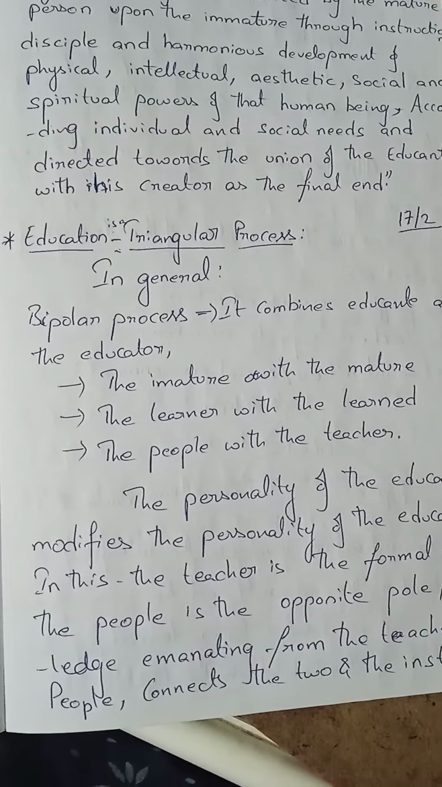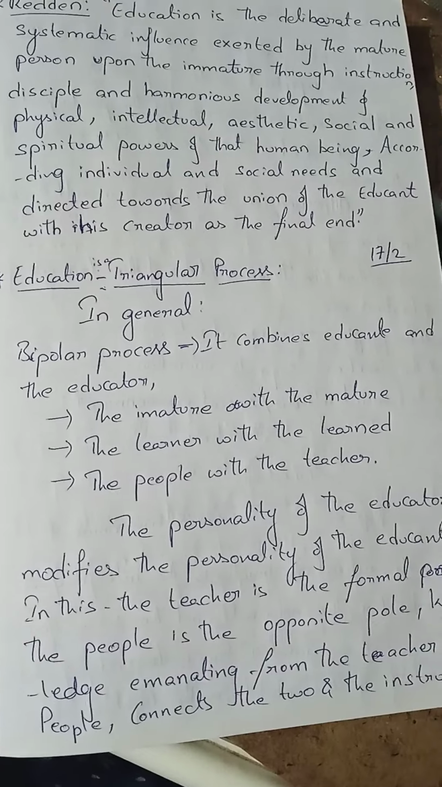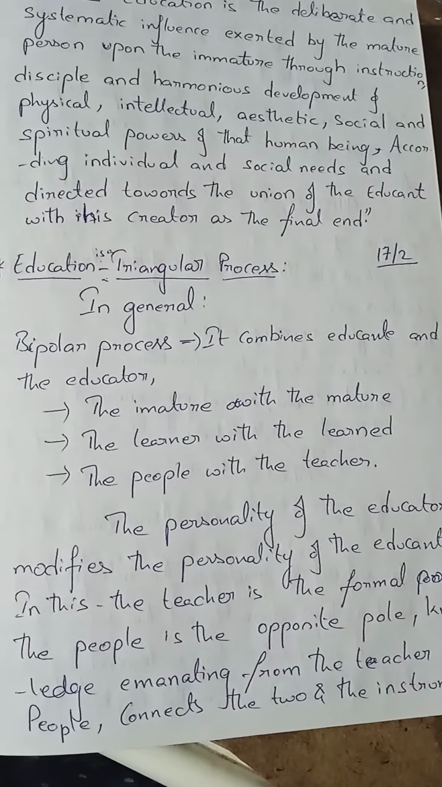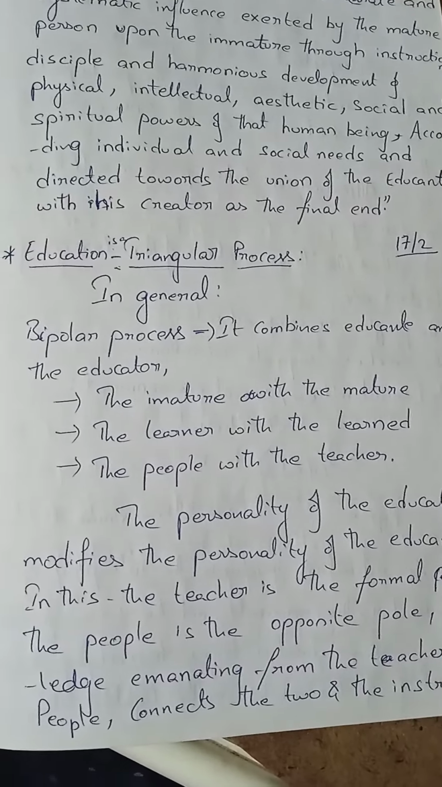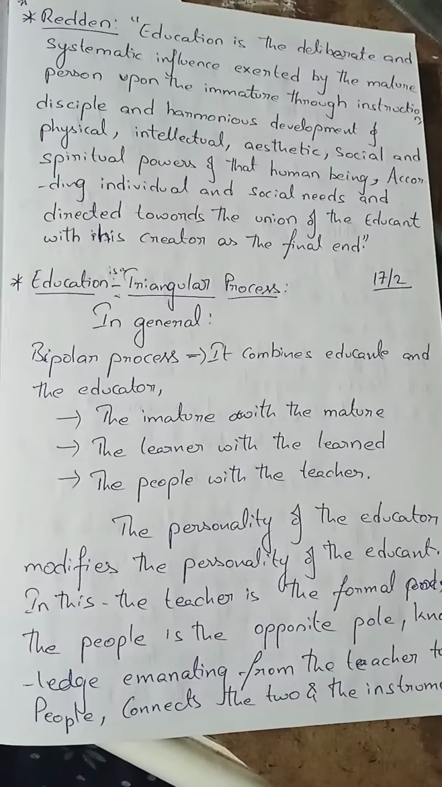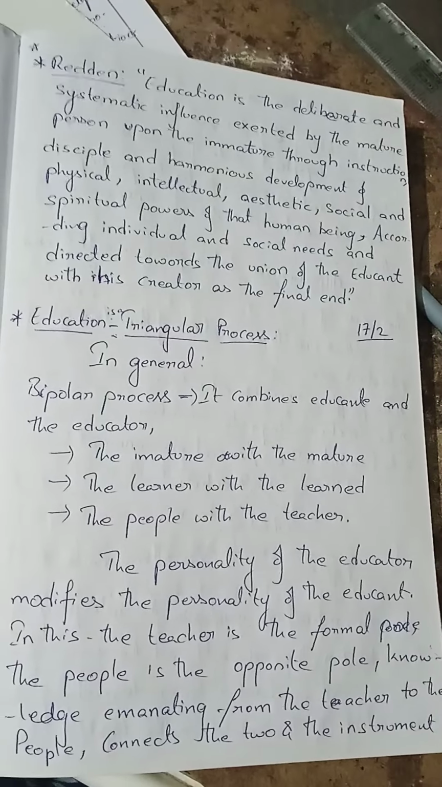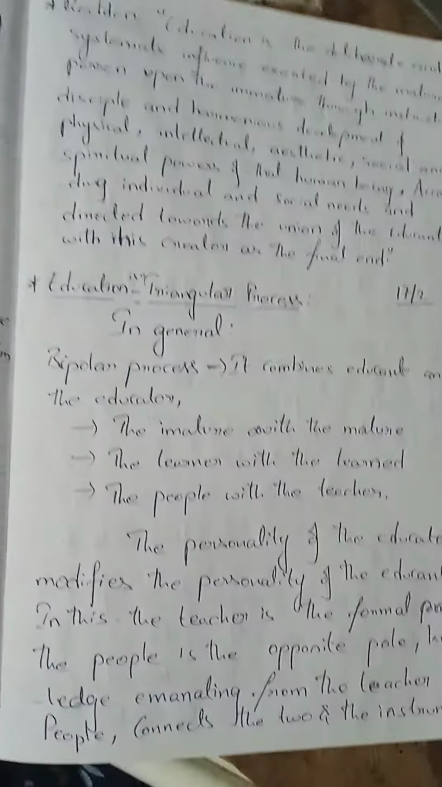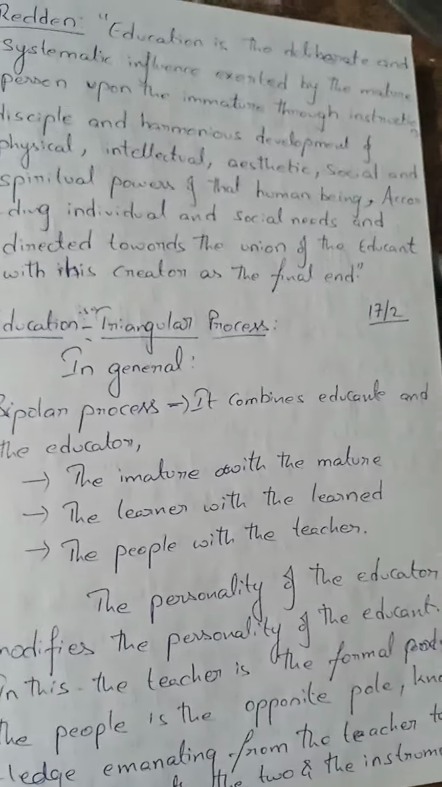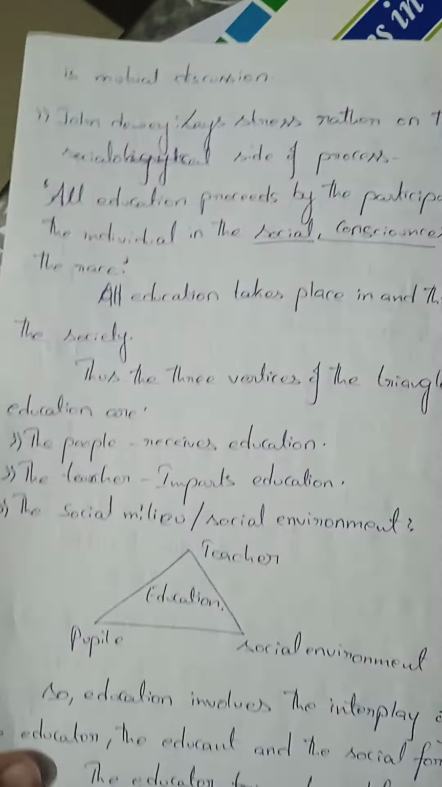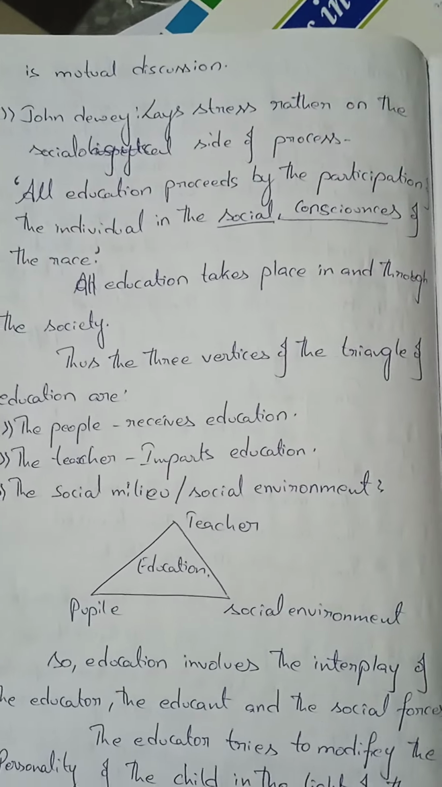In other words, education is a triangular process. In general, it is a bipolar process that combines educand and educator. It means the immature with the mature, the learner with the learned, the pupil with the teacher. The personality of the educator modifies the personality of the educand. In this, the teacher is one pole, the pupil is the opposite pole. Knowledge emanating from the teacher to the pupil connects the two, and the instrument is mutual discussion.